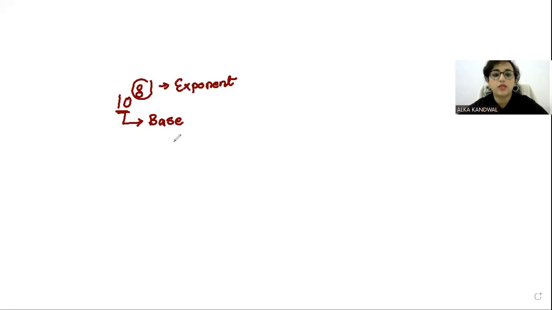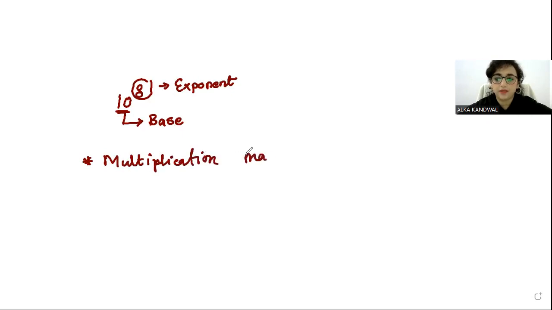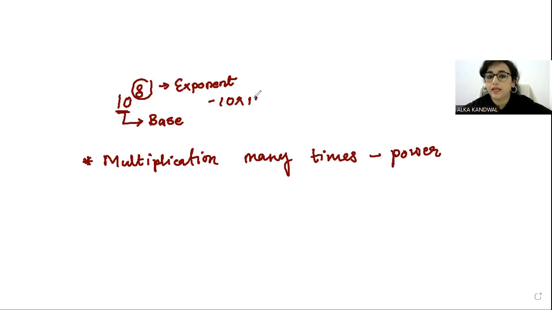Let me write one thing here, then you will get a more clear picture. Multiplication many times is called the power. Now for example, we are talking about 10 to the power of 8. What will this mean? 10 multiplied by 10 multiplied by 10, and so on, 1, 2, 3, 4, 5, 6, 7, and 8 times. 10 to the power of 8. So multiplication many times is the power.